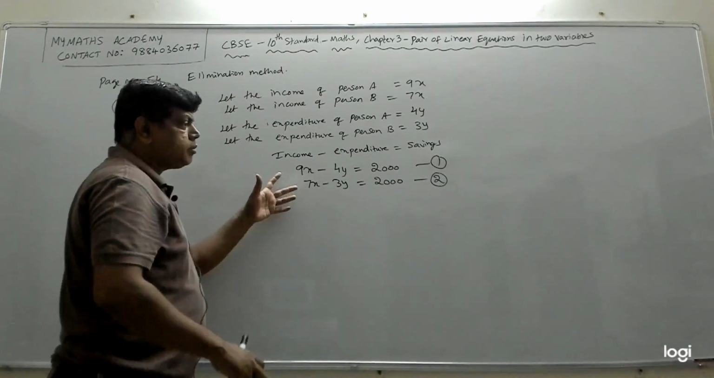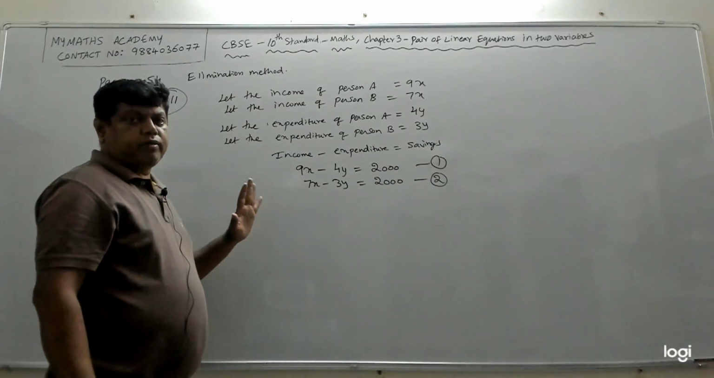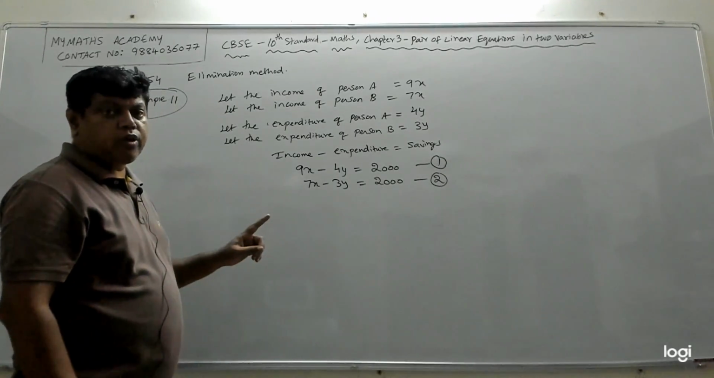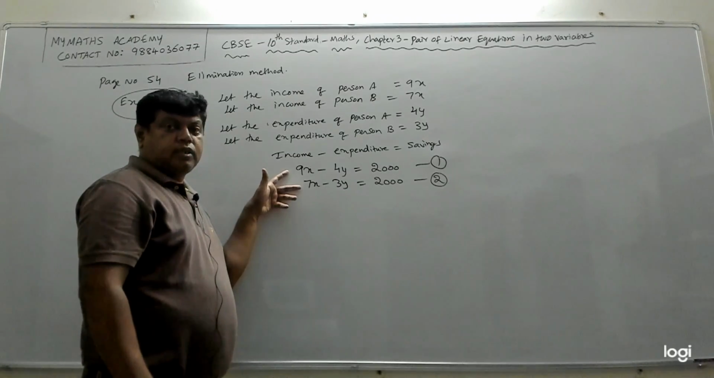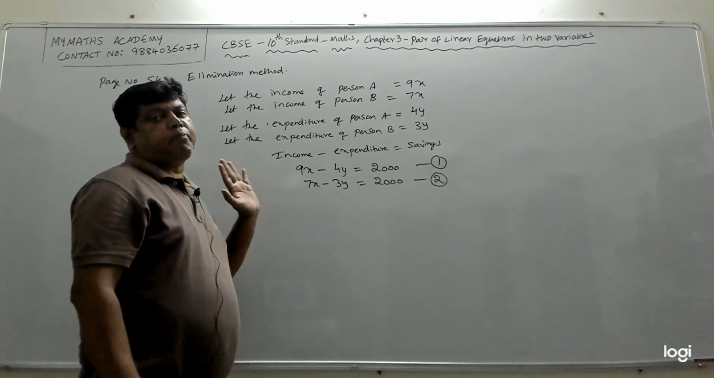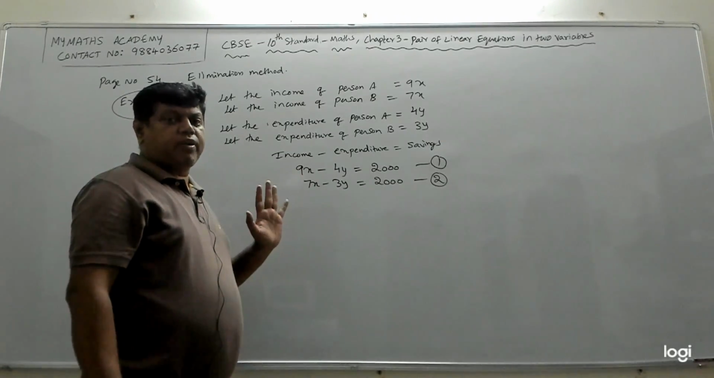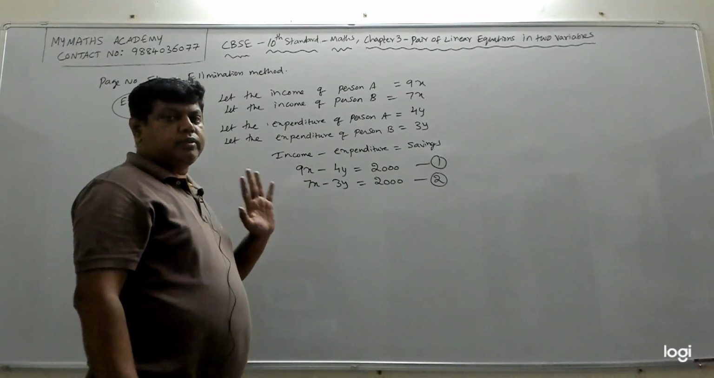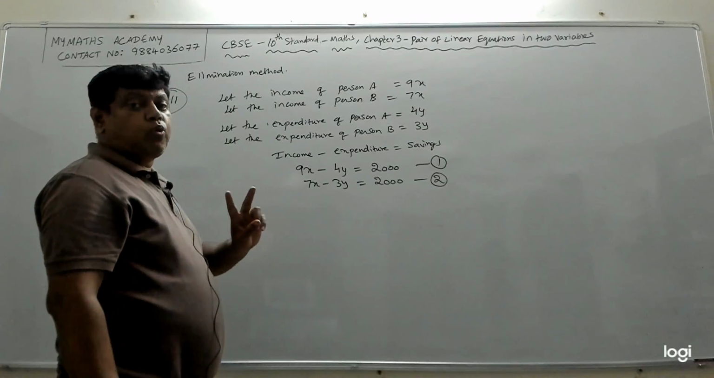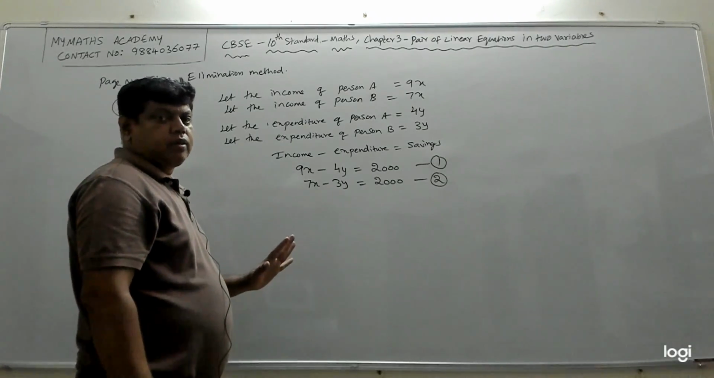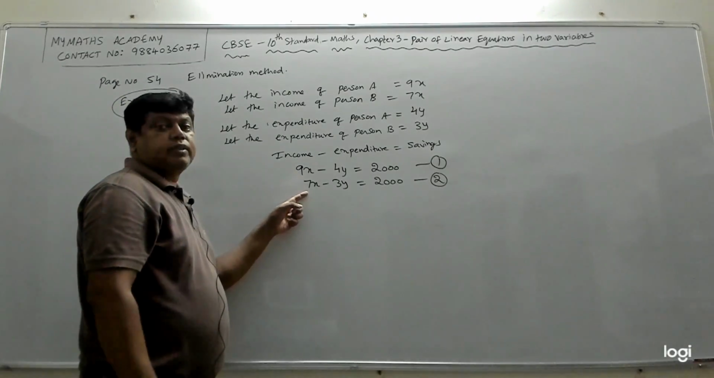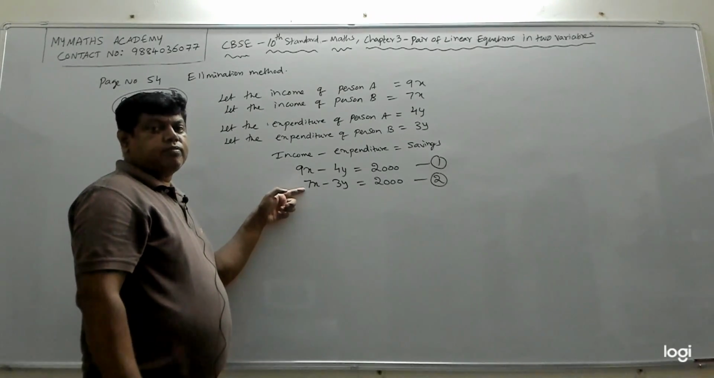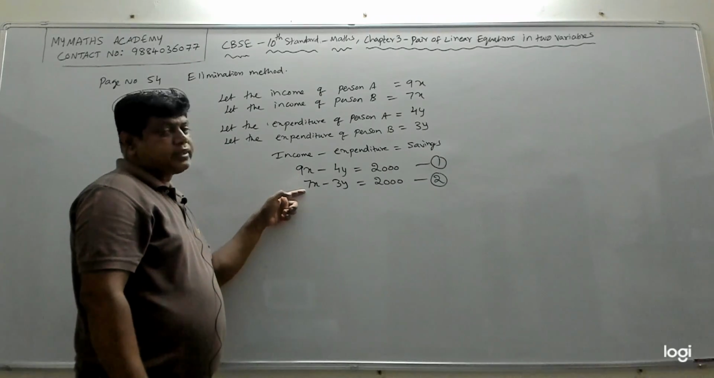For the elimination method, the rule is that we have to check whether the coefficient of x in both the equations is the same. The sign can be different, plus or minus, that is fine. But are the coefficients the same? Here it is 9, here it is 7. They are not the same. If it is 9 here and 9 here, then it becomes easy. Or it can be 9 here and minus 9, that is also okay.